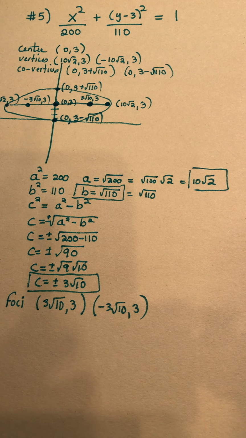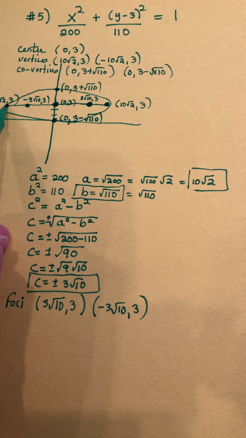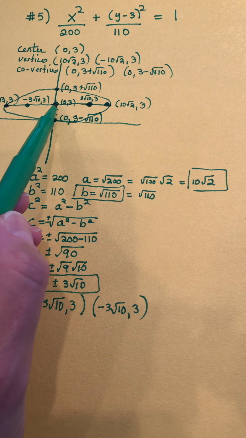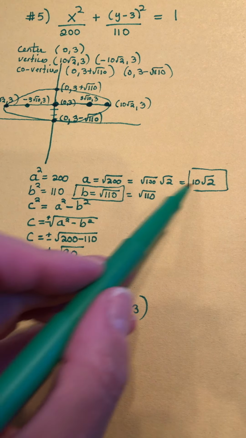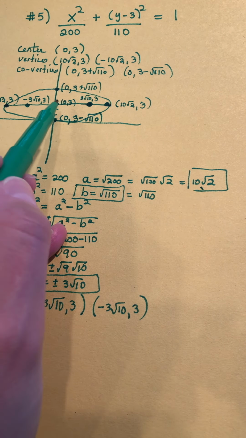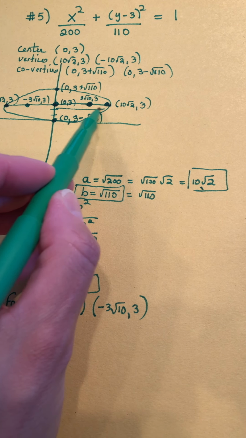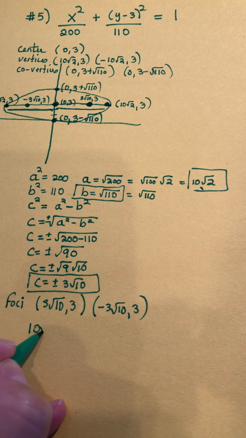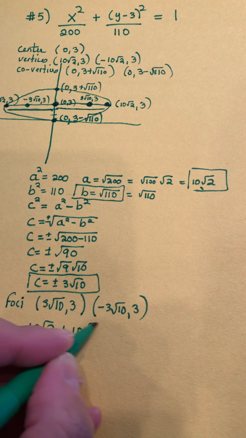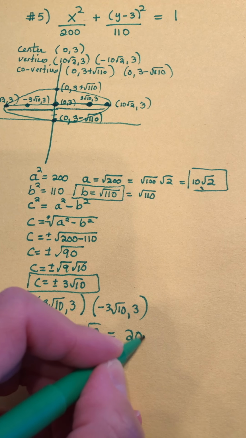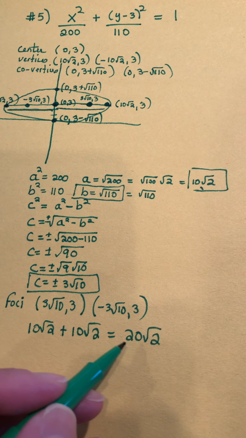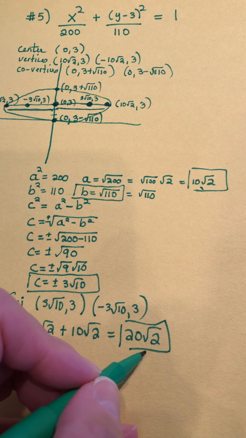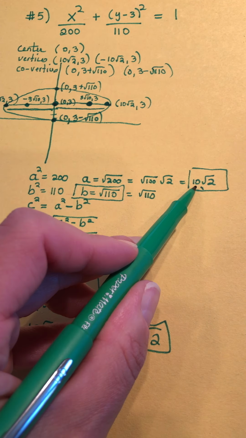The major axis is going to be the length from vertex to vertex. So I can think about the following, right? If I know that my a value is 10 root 2, that means this distance here is 10 root 2, but so is this distance. That's also 10 root 2. So 10 root 2 plus another 10 root 2, there's 20 root 2's altogether. It's like combining like terms. So this 20 root 2 is the length of my major axis, and I'm getting that using my a value.